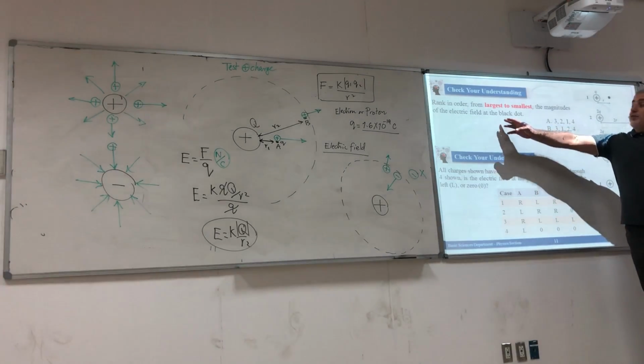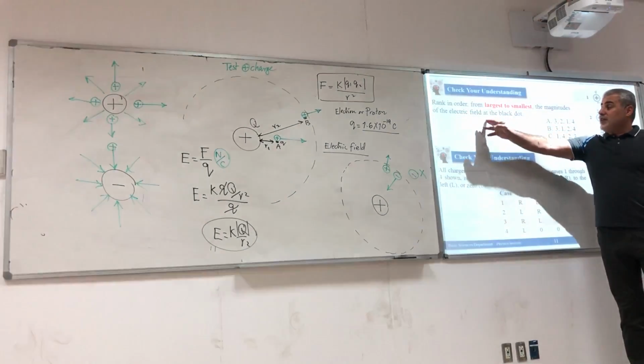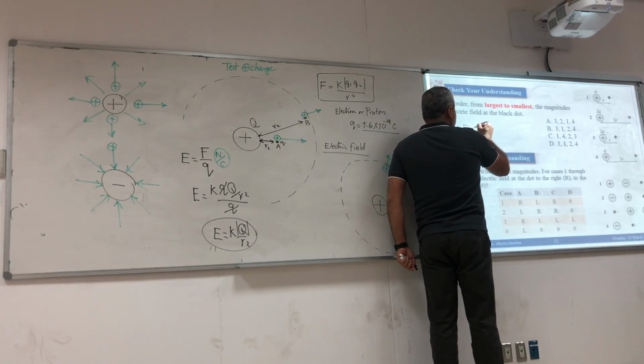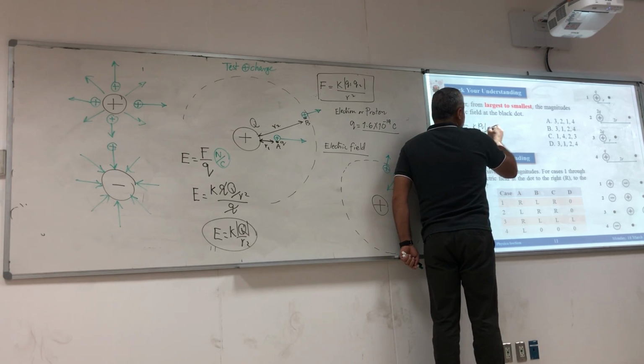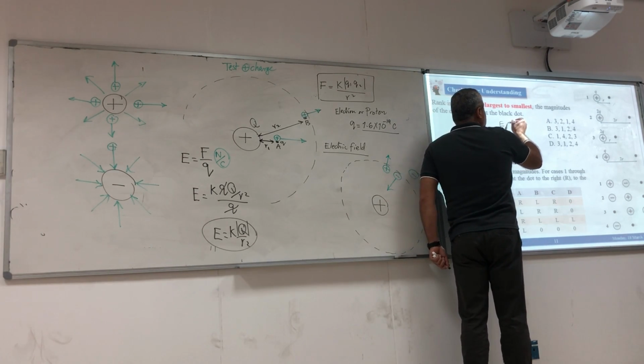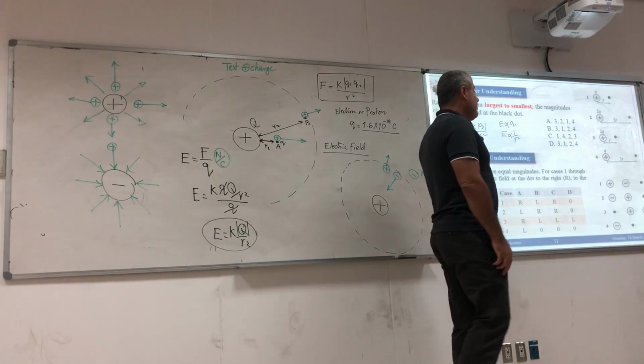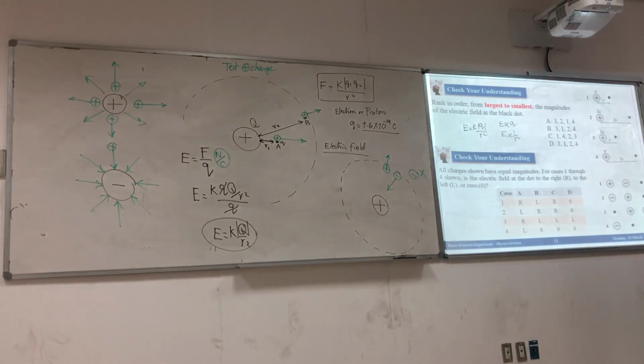Now rank in order from largest to smallest the magnitude of the electric field at the dot. As we said, the electric field is equal to K, Q over R squared. So you can write E is directly proportional to Q, and E is inversely proportional to R squared. See, at the beginning we need more Q and less R. If you look at this one here, this is 2Q, 2Q, so we skip this and we skip this. Is that right? Now we compare. This is 2Q, 2Q, but we need less R. So what is the answer?